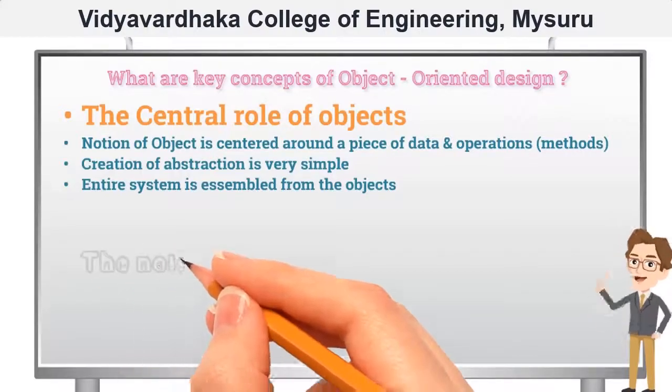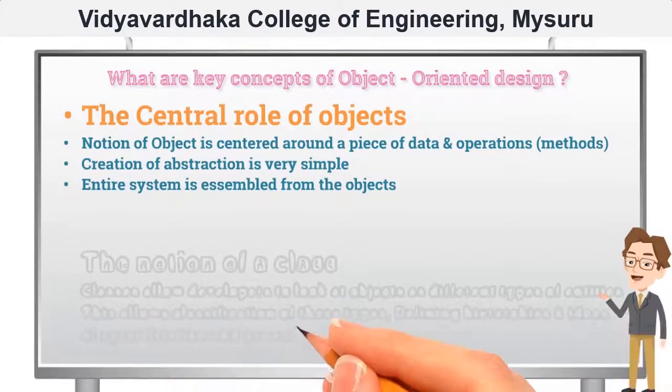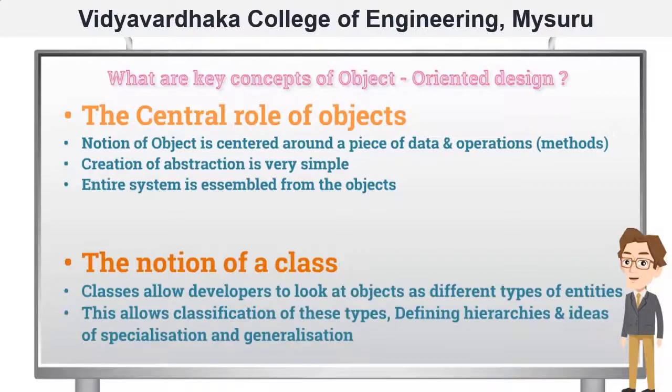The notion of a class. Classes allow software designers to look at the objects as different types of entities. This allows classification of these types, defining hierarchies and ideas of specialization and generalization.